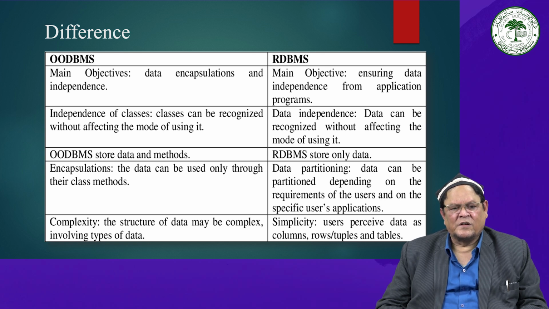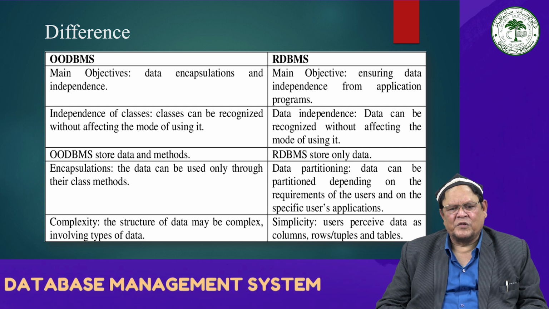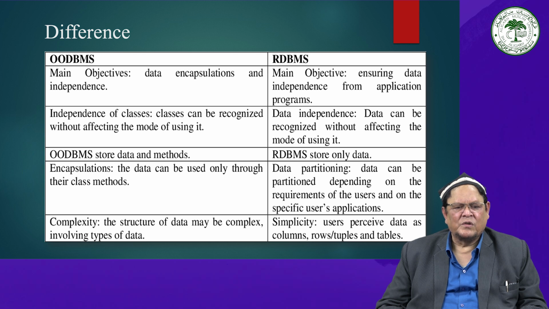Finally, let's look at some examples of each type of database management system. For object-oriented database management systems, we have DB4O and ObjectDB, while examples of relational database management systems include MySQL, PostgreSQL, and Oracle.